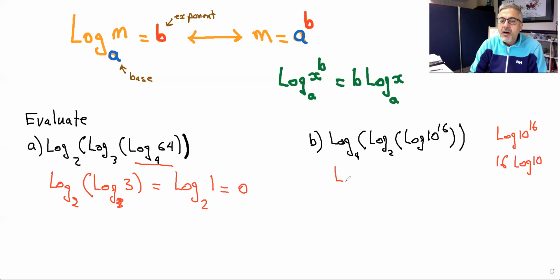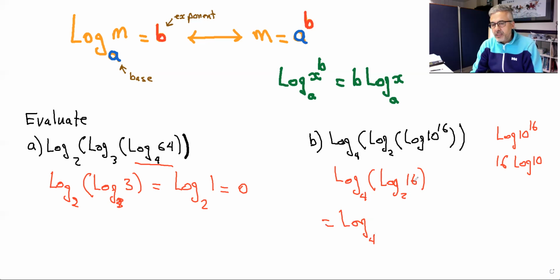So now we have log base 4 of log base 2, and we said all of this equals 16. Now again, we go back to this, 2 to the power of what equals 16, because we want to do this first. So log base 4 of log base 2 of 16. 2 to the power of 4 equals 16. So now this becomes log base 4 of 4, which is asking you 4 to the power of what equals 4, and it's 1. And that's your final answer with this.